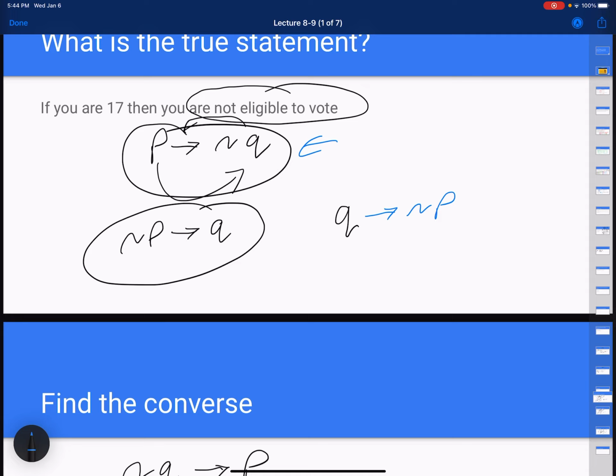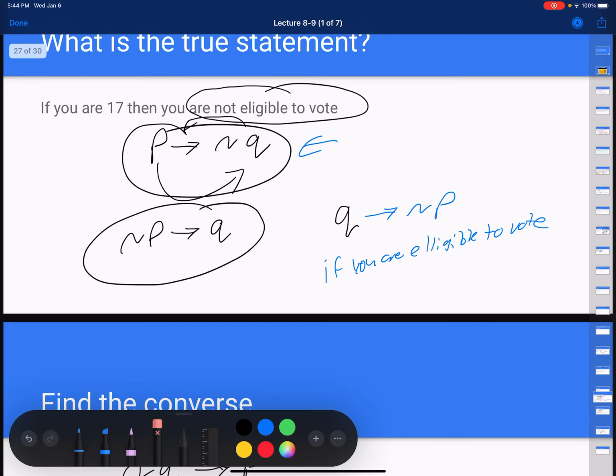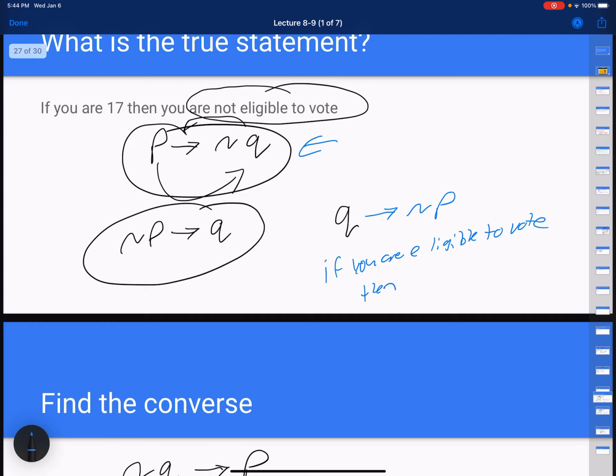So let's see what we have. Q implies not P would tell us that if you are eligible to vote, I'll just write it right here. If you are eligible to vote, I know I just spelled eligible wrong. Try to erase that L. Then you are most certainly not 17. And that's true. So the contrapositive comes out true.